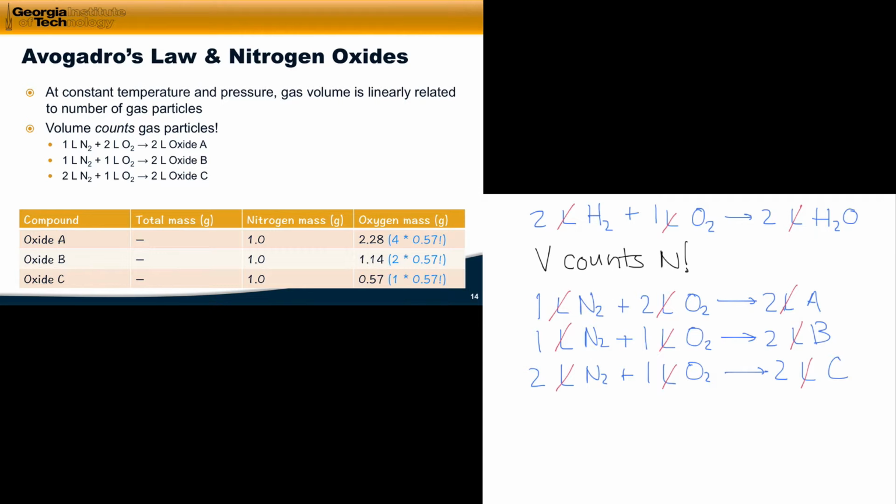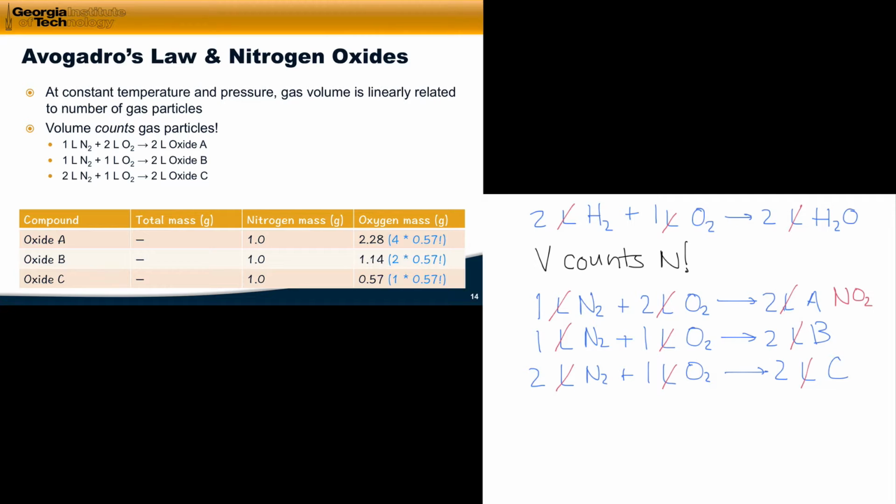from this that oxide A must be 2 nitrogens and 4 oxygens. 2 copies of that means that oxide A has got to be NO2, right? I'm making 2 NO2s for a total of 2 nitrogen atoms and 4 oxygen atoms from 1 N2 molecule and 2 O2 molecules. Balanced chemical equation, right?